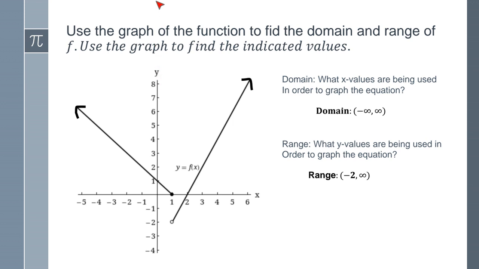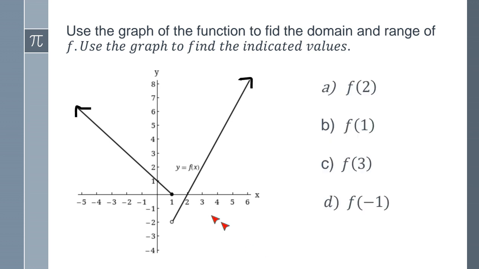Okay. So now we can go ahead and answer our problems. The first one, evaluate f of 2. So everywhere we see where it crosses our graph, that's our answer. And that looks like it's 0.